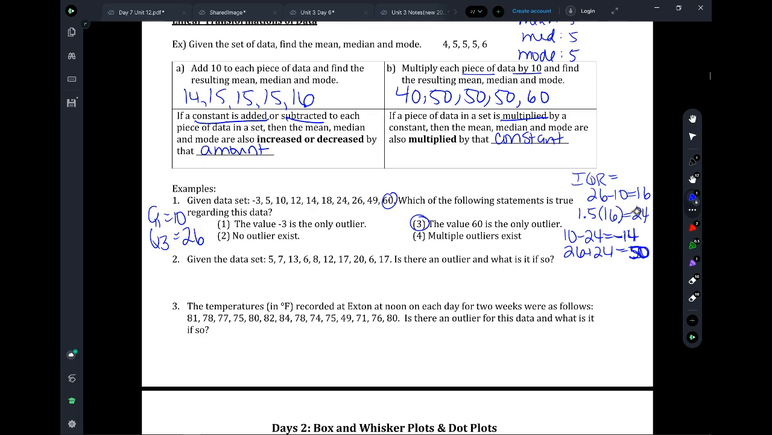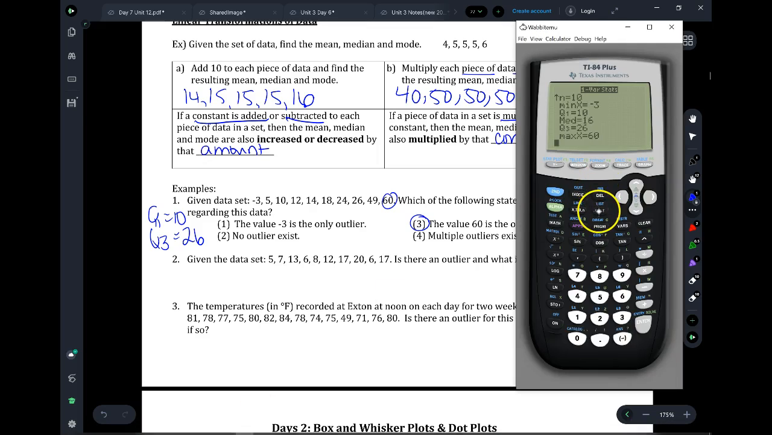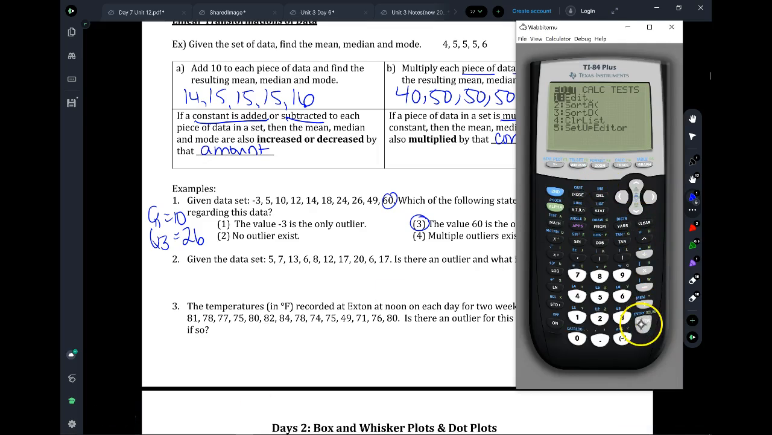Number 2, it says, given the following data set, is there an outlier, and what is it if so? Again, we would have to type these into our list in our calculator. If you want to pause and try this one, maybe you can. I have to type in my digits. It's not very streamlined when I don't have an actual calculator in front of me. Okay, so I got all my digits in, hopefully.